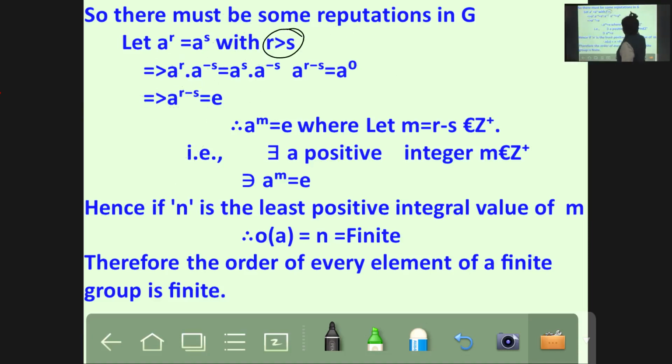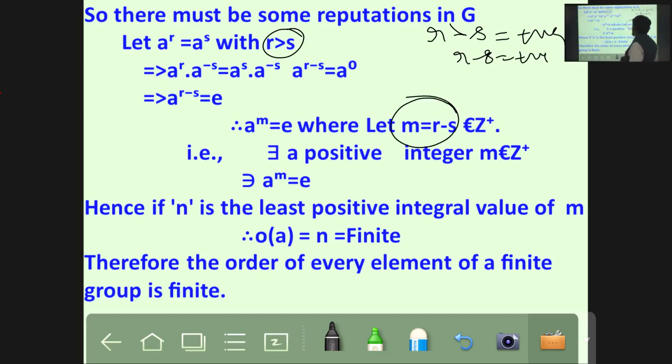Here r is greater than s, so r minus s must be positive. Let m equal r minus s, which is definitely a positive integer. Therefore a power m equals e. That is, there exists a positive integer m belonging to Z plus such that a power m equals e.